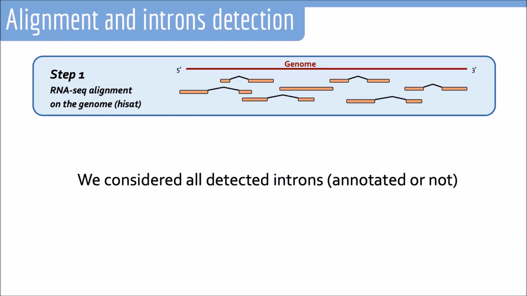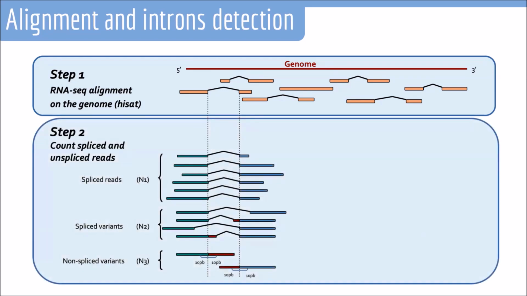So the first step consisted in aligning all RNA-seq data against the reference genome, for each species, to detect splicing events. And we considered all the introns that could be detected, be they annotated or not. And then for each detected intron, we counted the number of reads that cover these introns, and we counted the number of spliced reads that correspond precisely to this intron.